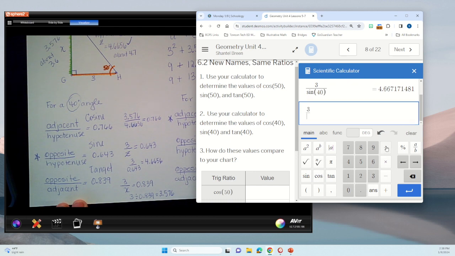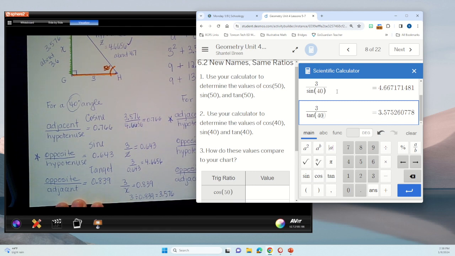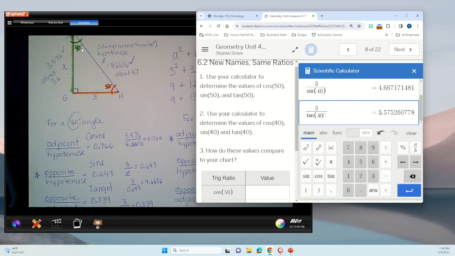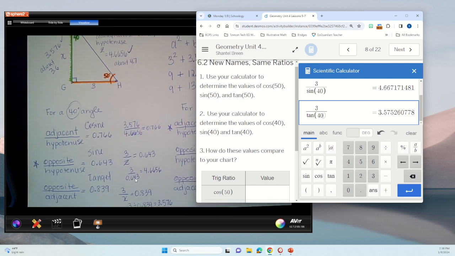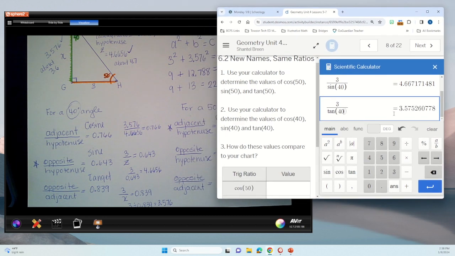3 divided by the tangent of 40. Look, 3.57, and that's what we got. So now we know our hypotenuse and our other leg. So we just figured out all 3 without having to write the equations, okay? Now again, writing out the equations is super important. It's definitely good practice, but these calculator buttons help us to save a little step.